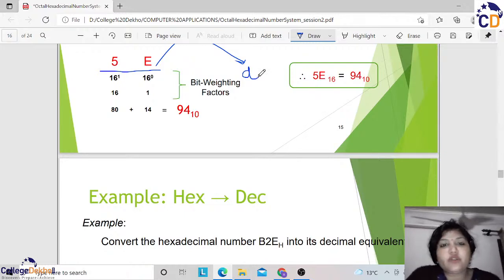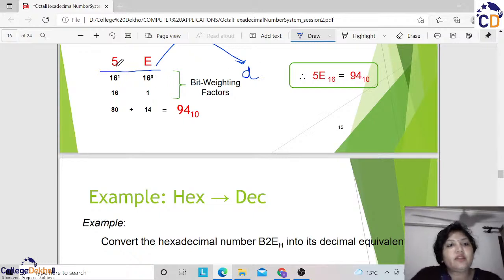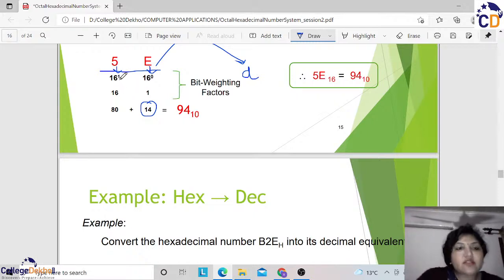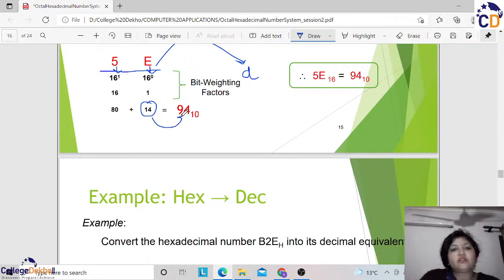So how are we going to do it? We have to basically take the 5. What is the representation of E in the hexadecimal number system? That is 14. So we will be taking 14, right? 14 into 16 raised to the power 0 plus 5 into 16 raised to the power 1, right? And then we convert it into a decimal number.